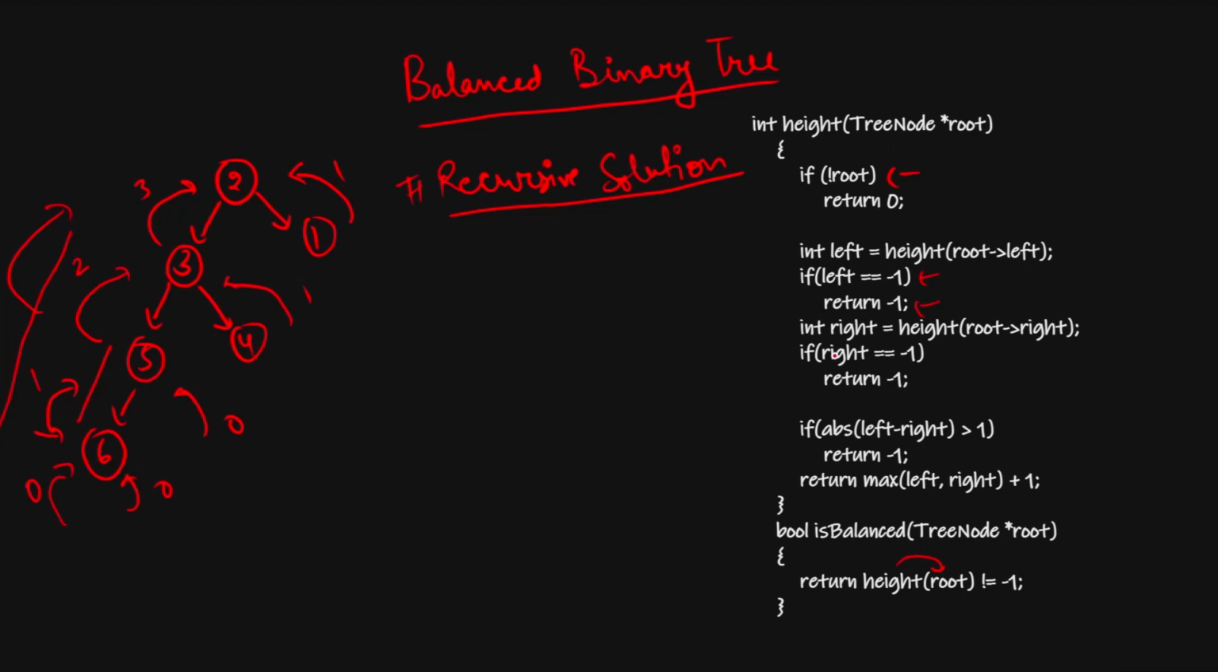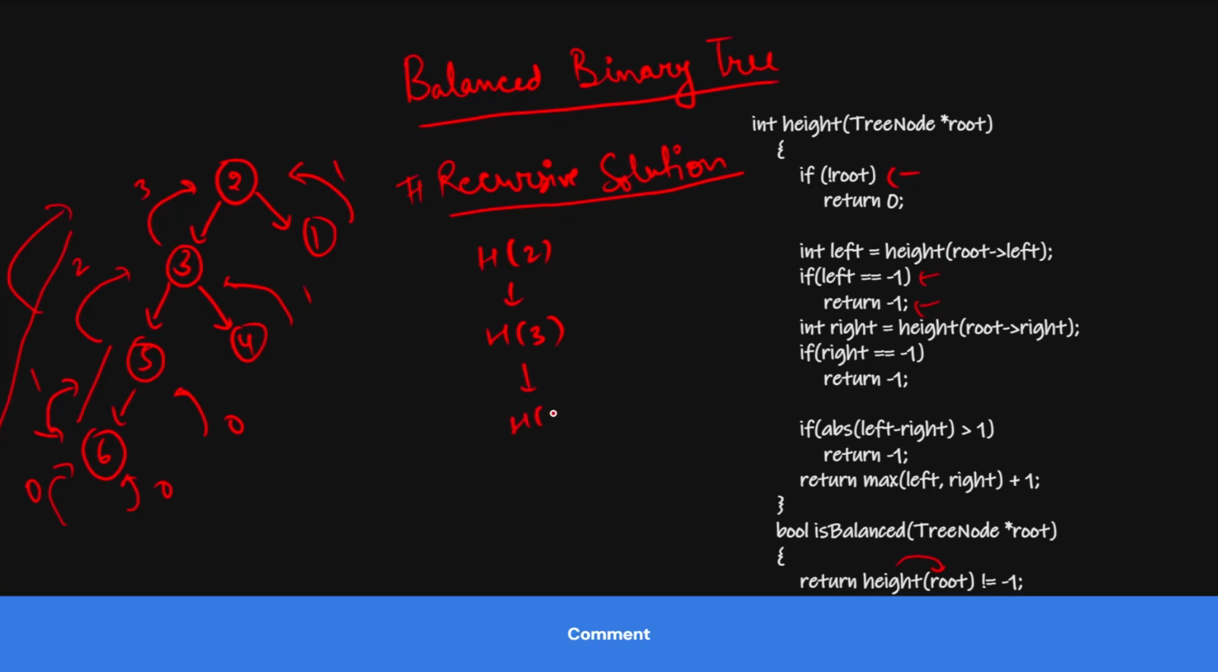So first of all, I will call height on the root. The root is 2. It will check that it is not null, so it will call its left. So its left will be height of 3. This will be called, and it will check that it is also not null, so it will also call its left. It will call its left, and this 5 will also call its left.